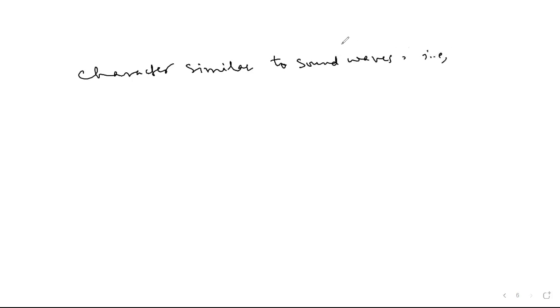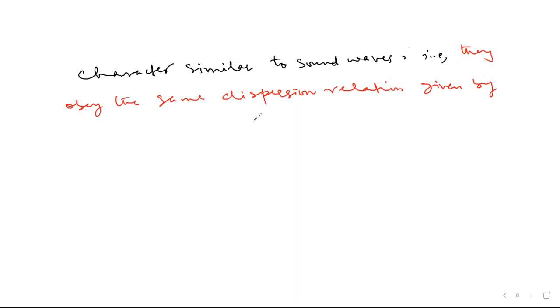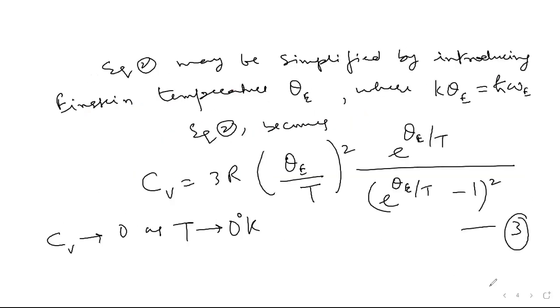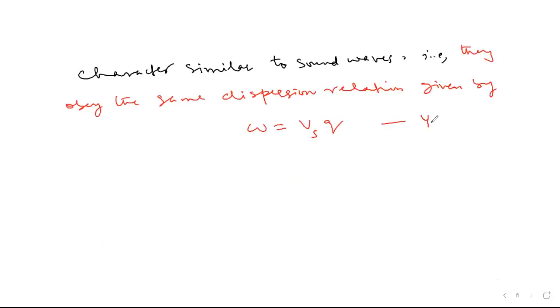That is, they obey the same dispersion relation given by omega is VsQ. Let me name it. We have discussed this equation as equation 4. Vs is the velocity of sound, Q is wave number, omega is angular frequency. We will now see how this may be used to evaluate heat capacity.